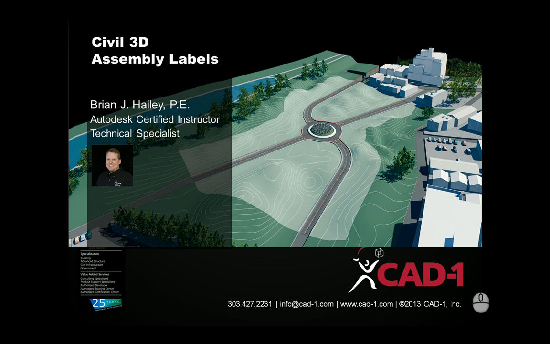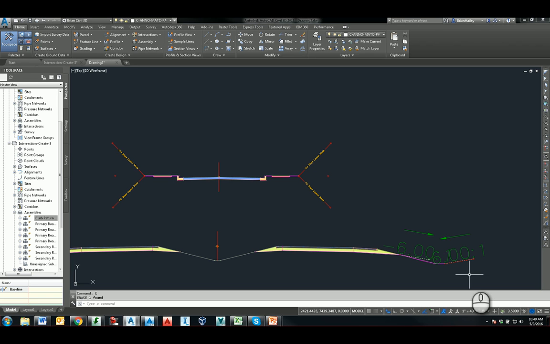And in this video, I'm going to show you how to add labels to your assemblies. So in this drawing, I have a couple of assemblies, and I want to add some dynamic labels to them. Now, Civil 3D doesn't have assembly labels, so we kind of got to trick it a little bit. And the way I'm going to do this is I'm just going to put in a piece of text. So T for text. This is just AutoCAD text here.